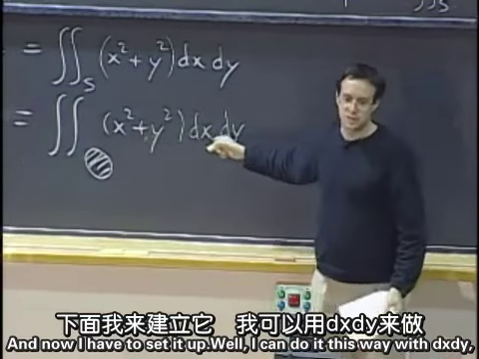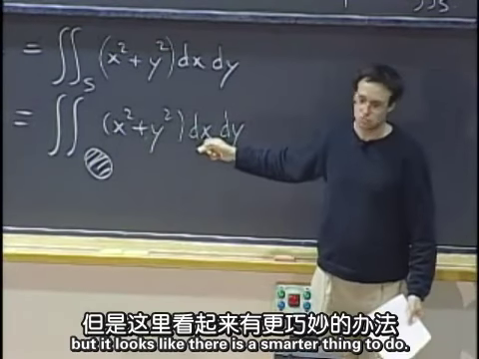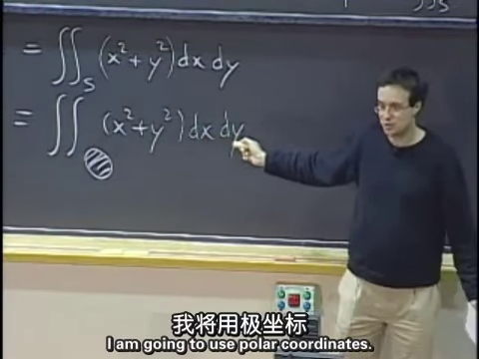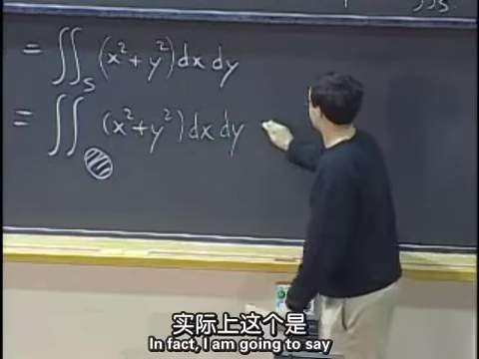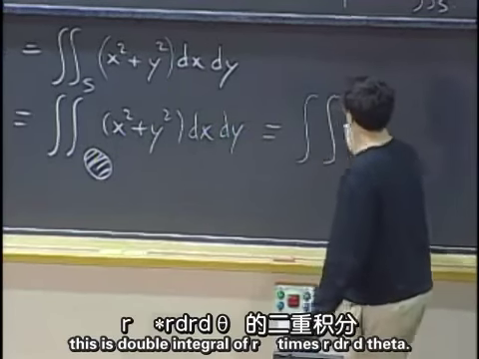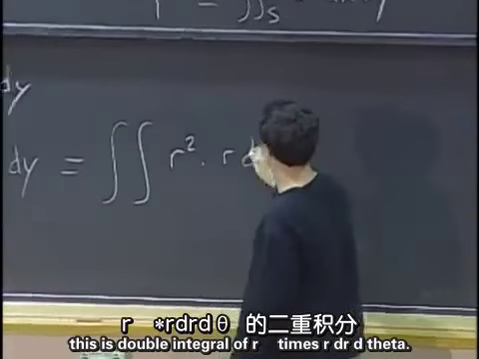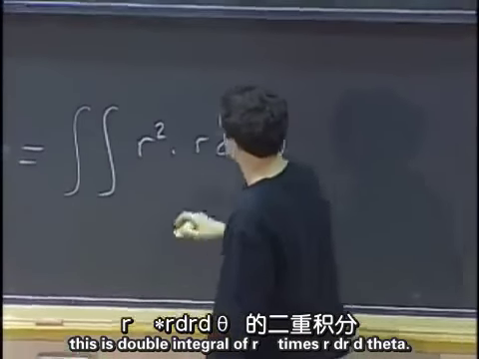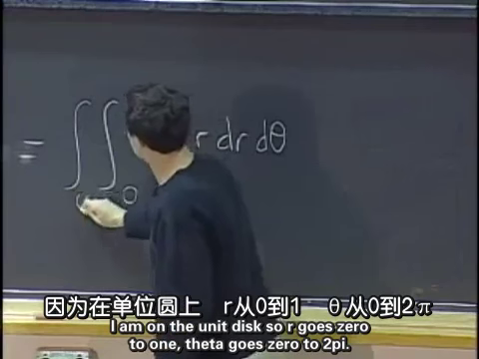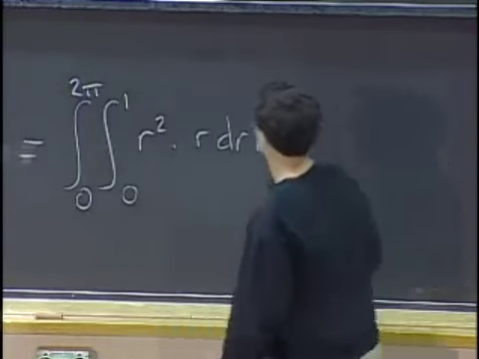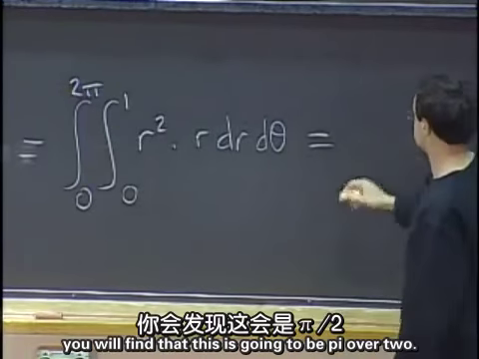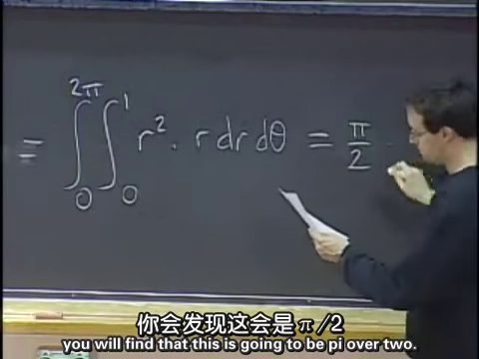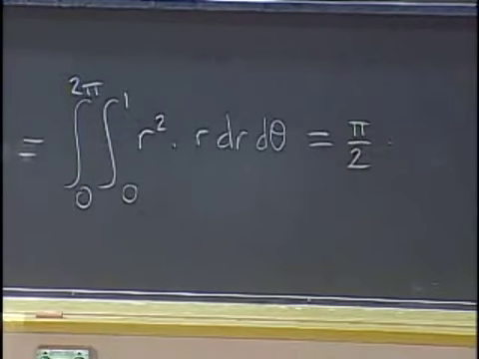Well, I can do it this way with dx dy, but it looks like there's a smarter thing to do. I'm going to use polar coordinates. So in fact, I'm going to say this is double integral of r squared times r dr d theta. I'm on the unit disk, so r goes 0 to 1, theta goes 0 to 2 pi. And if you do the calculation, you'll find that this is going to be pi over 2.